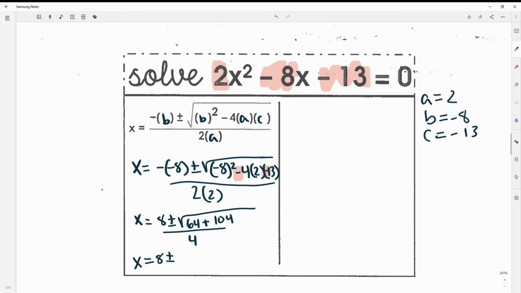8 plus or minus the square root of 168 over 4. And I don't think that's a perfect square, but let me check with my calculator. Square root of 168. Alright, it's not. So this is what happens when we don't have a perfect square.